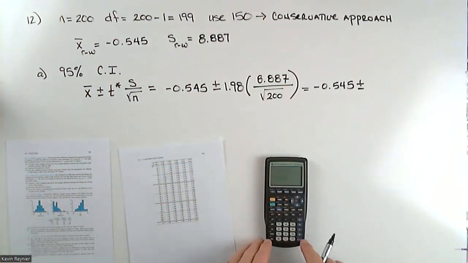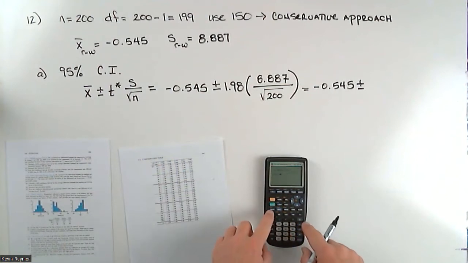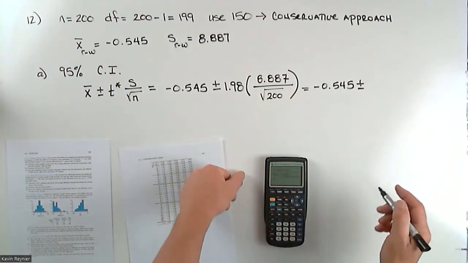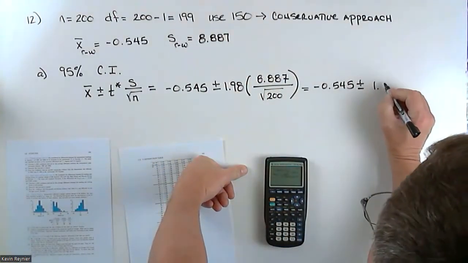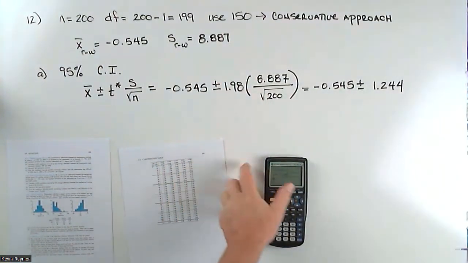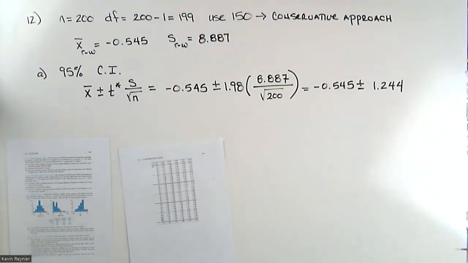And so if we grab our calculator here, our margin of error is 1.98 times 8.887 divided by the square root of 200, and we get 1.244 for our margin of error. Okay, and then we would just add and subtract those, and that would give us our confidence interval. Interpret this interval in context.